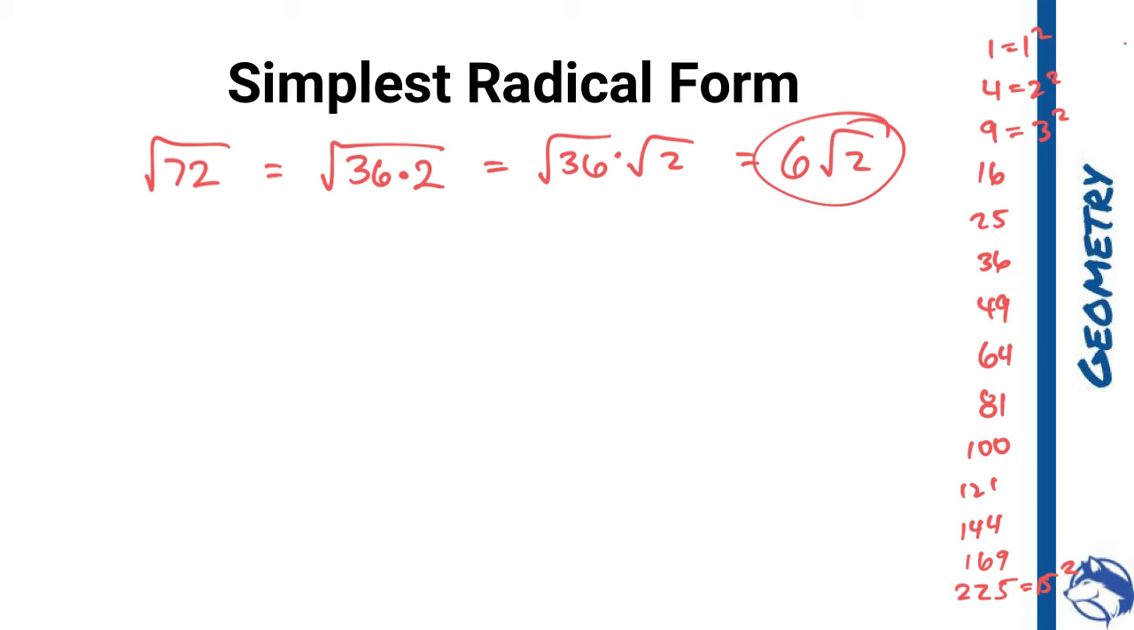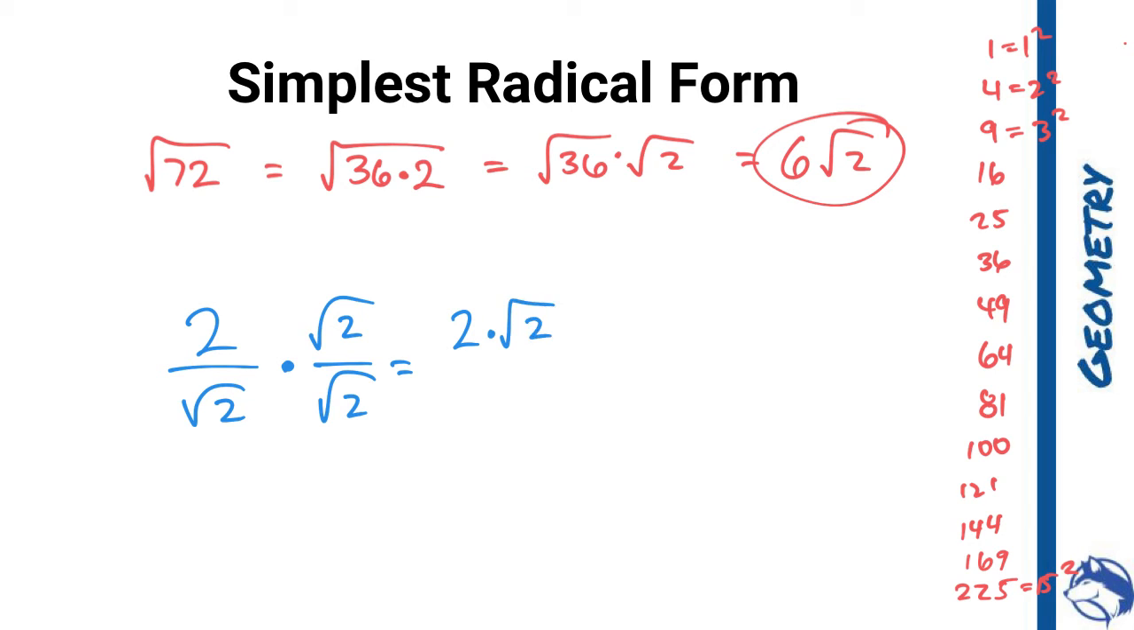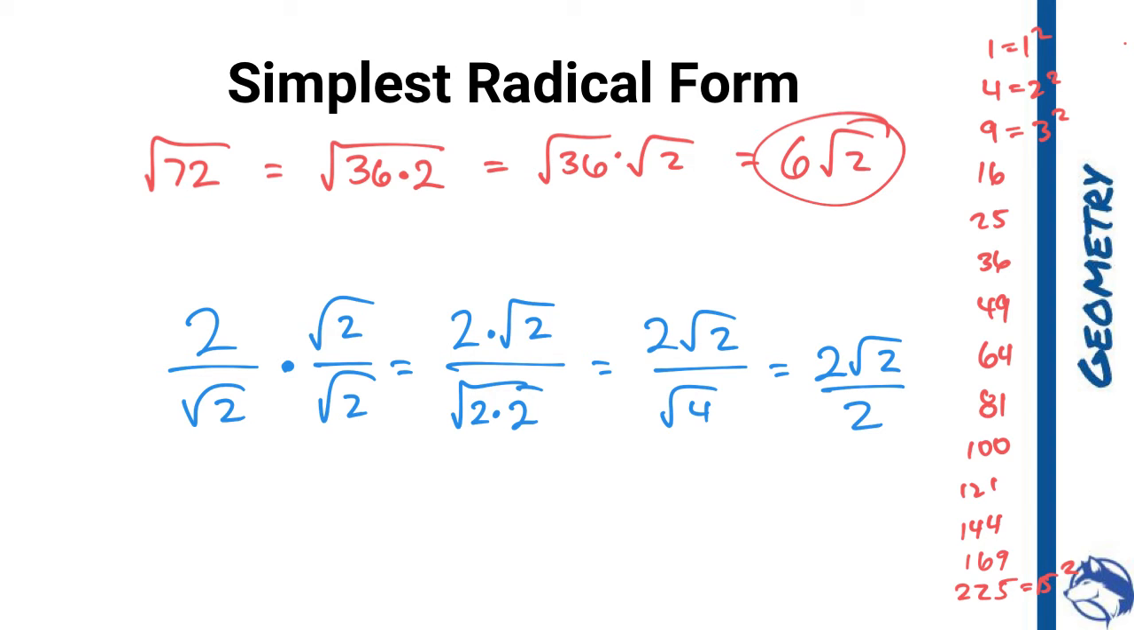Another thing about simplest radical form is if I gave you 2 over the square root of 2, I don't like that because I don't like the square root in the bottom. So I might need to multiply by the square root of 2 over the square root of 2. And what that does is it gives me 2 times my square root of 2 up here. And on the bottom we get square root of 2 times 2, which is 2 square root of 2 over the square root of 4, which is 2 square root of 2 now over 2. Well, I can simplify this even more, and that just becomes the square root of 2.